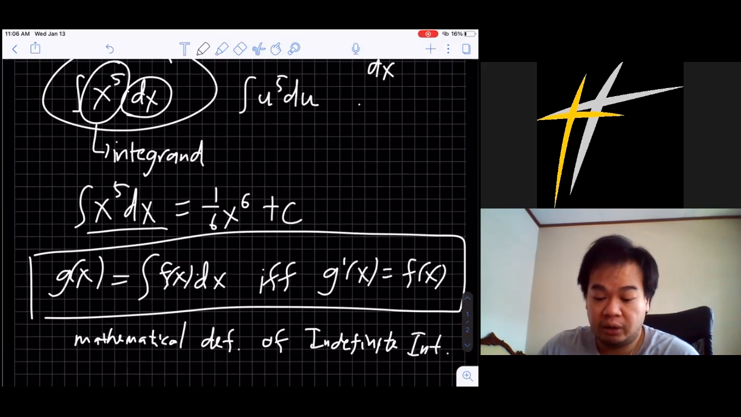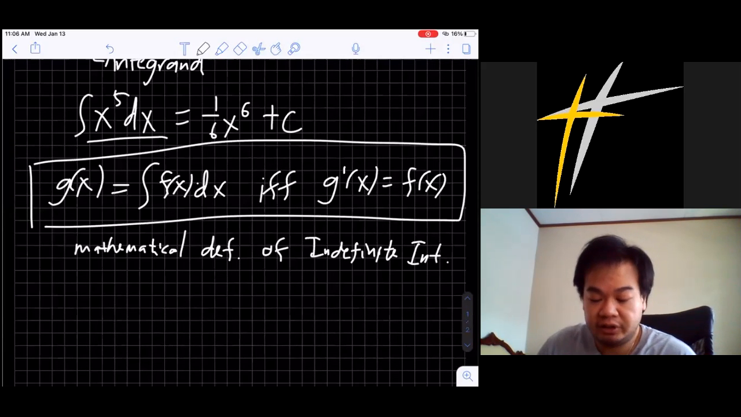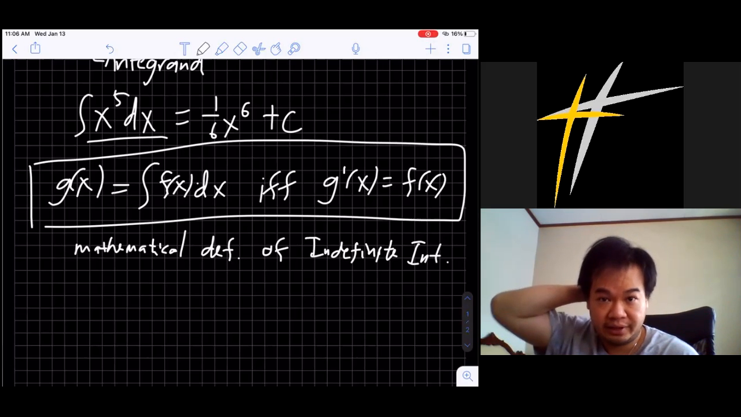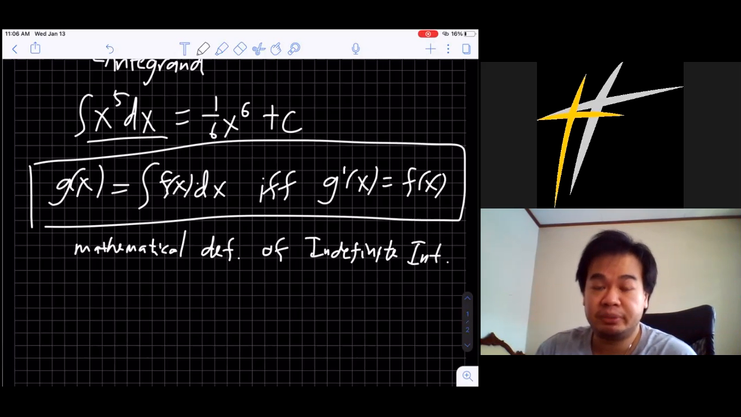So I want to repeat again the mathematical definition of indefinite integral. G(x) is equal to the integral of f(x) dx if and only if g prime of x, the derivative of g(x) with respect to x, is equal to f(x). So that's from the previous meeting.